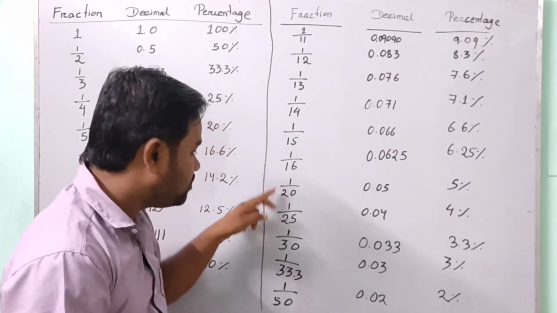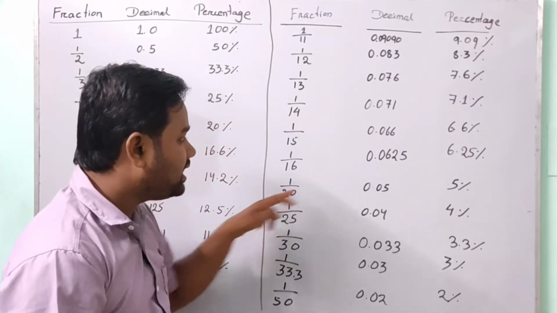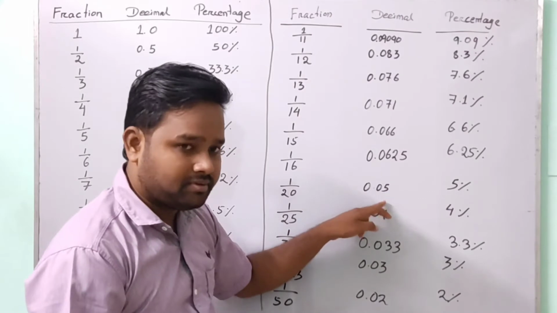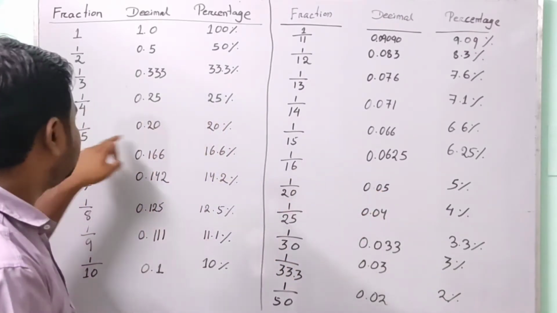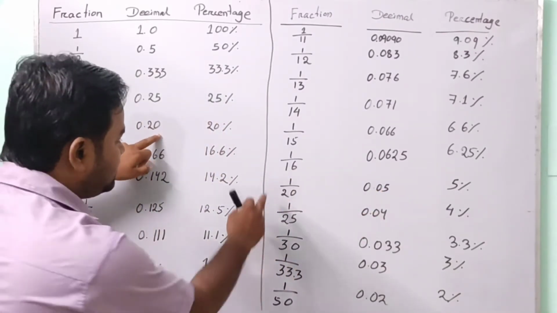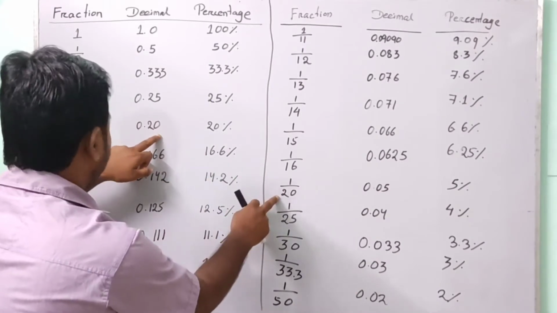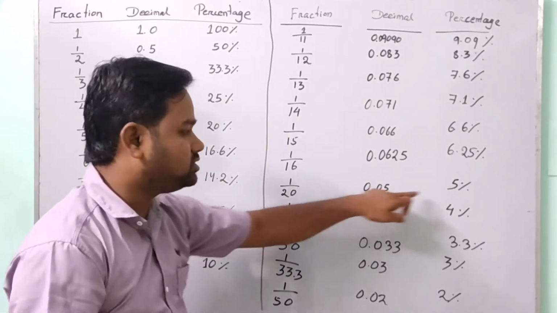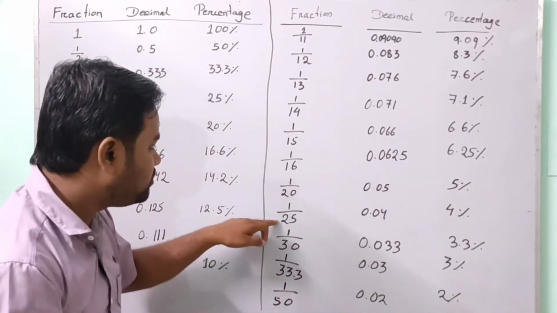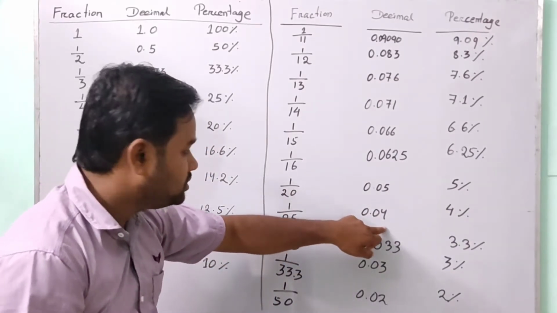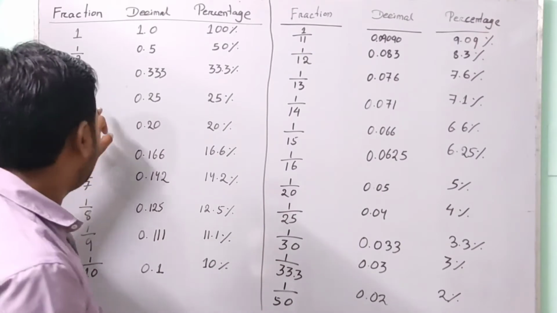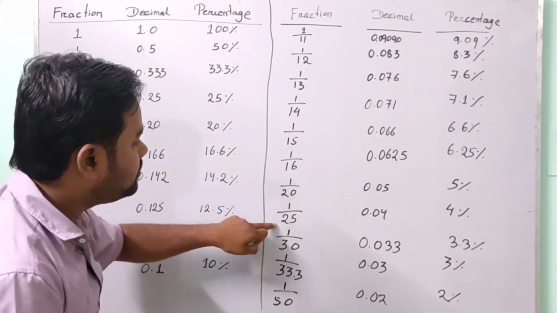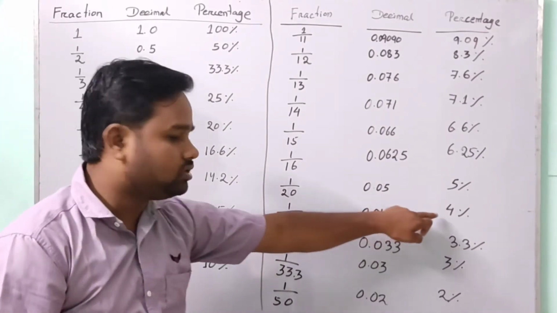Next is 1 by 20. 1 by 20 is equal to 0.05. Here 1 by 5 is equal to 0.20. These two are inverse to each other. So 1 by 20 is equal to 0.05, which is equal to 5%. Next one is 1 by 25, which is equal to 0.04, the reverse of 1 by 4. 1 by 4 is equal to 0.25. So 1 by 25 is equal to 0.04, which is equal to 4%.